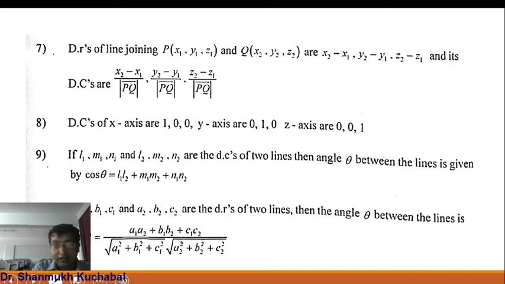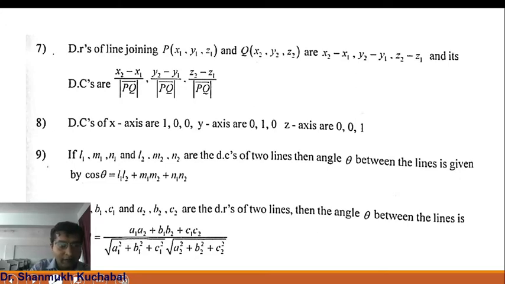Similarly, for the y-axis, the y coordinate is 1 and the x and z coordinates we have to take as 0. Similarly, for the z-axis, the z coordinate is 1, and x and y we have to take as 0. So like this you can remember, very simple. Whichever axis it is lying on, take that as 1, and the remaining we have to take as 0. That is the direction cosines along the x-axis, y-axis as well as the z-axis.